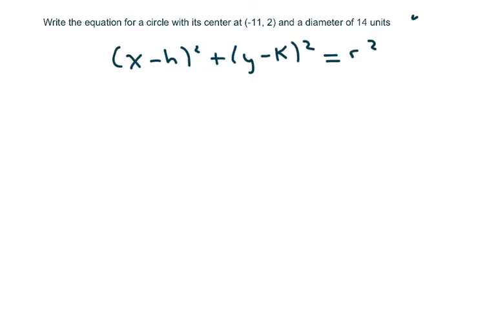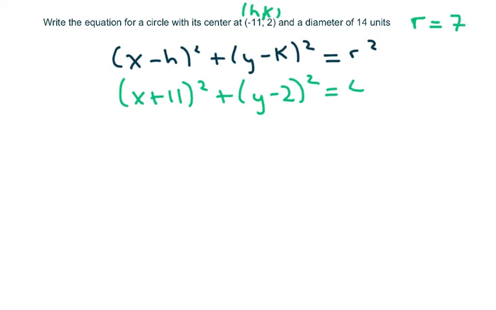The last one is a circle. They want you to write an equation for a circle with its center at negative 11, 2, and the diameter at 14. If the diameter is 14 units, then r is half of that, which is 7. And you just fill it in. This is your h, k. So it's going to be x plus 11 squared plus y minus 2 squared equals 49.